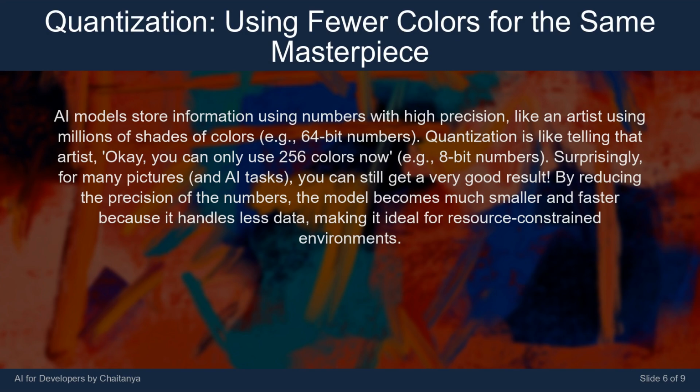AI models store information using numbers with high precision, like an artist using millions of shades of colors, e.g., 64-bit numbers. Quantization is like telling that artist, okay, you can only use 256 colors now, e.g., 8-bit numbers. Surprisingly, for many pictures and AI tasks, you can still get a very good result. By reducing the precision of the numbers, the model becomes much smaller and faster because it handles less data, making it ideal for resource-constrained environments.